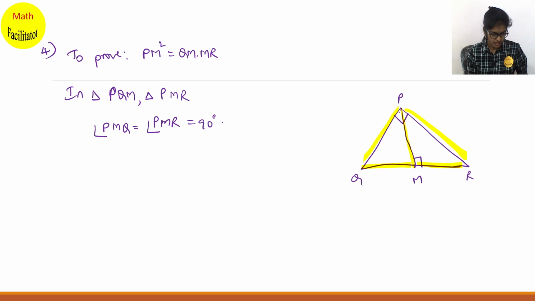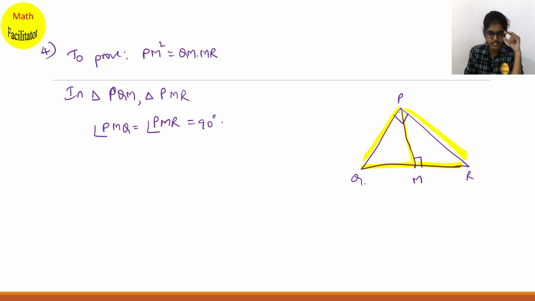Yes, the easiest method I'm telling you: if a perpendicular is drawn from the vertex of a right angle triangle to the hypotenuse, then the triangles on both sides of the perpendicular are similar to the whole triangle and also to each other.